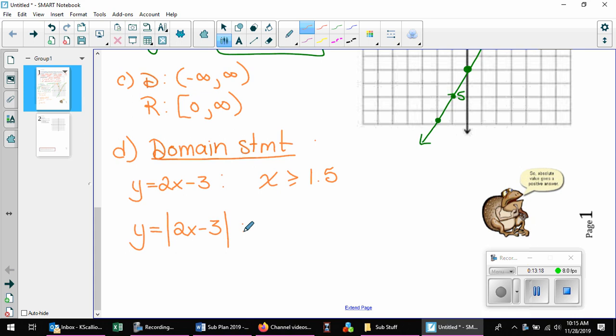So where did we start? 1.5. We're going left, so that would mean x has to be less than 1.5. Hey, Miss Kelly, you didn't put the equal to sign there. So x, okay, so when y is 0, 0 is neither positive or negative, right? You guys would agree with me with that one?